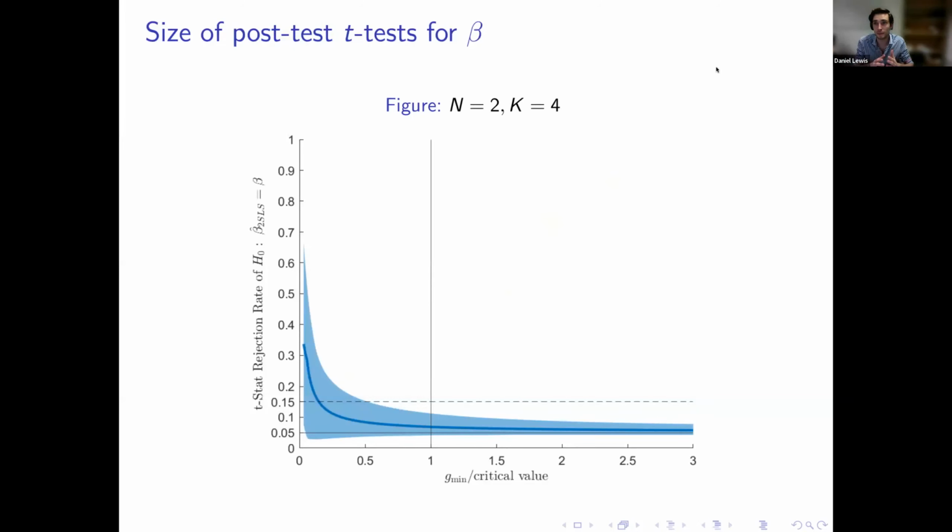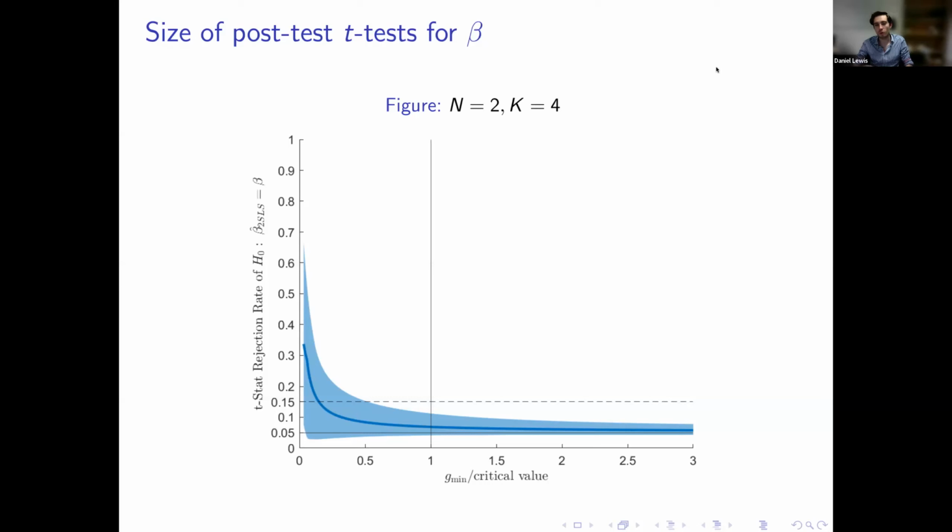So what we're going to plot here is, for a given value of G min, we can compute the rejection rates of the T statistics for the elements of beta. And you can plot a summary of the distribution of those test statistics for different values of the G min test statistic. The blue line is the median. The shaded region plots between the 2.5 and 97.5 percentiles of these rejection rates.